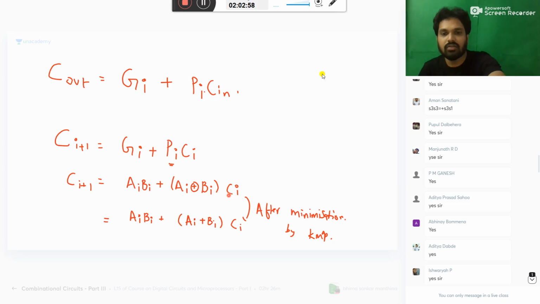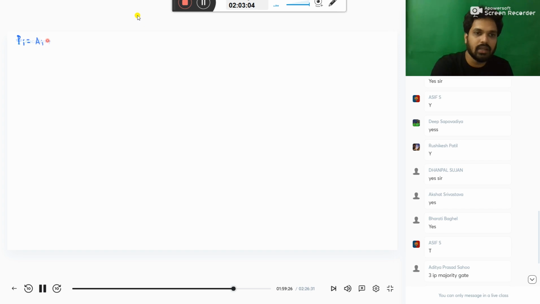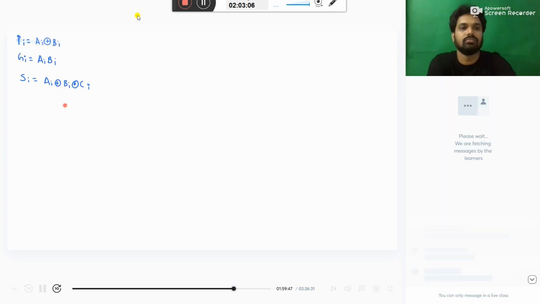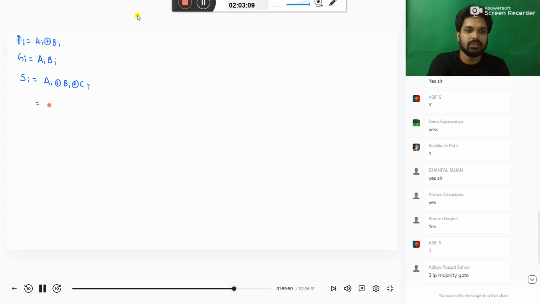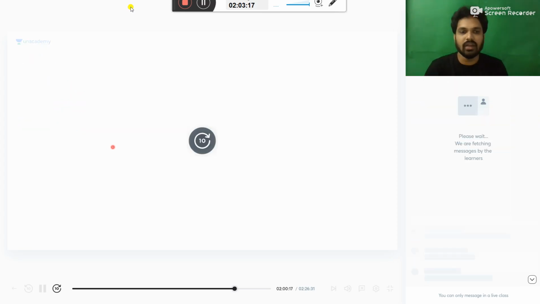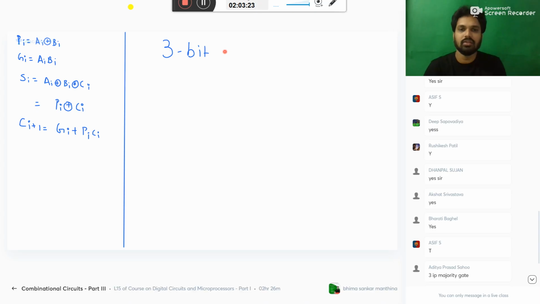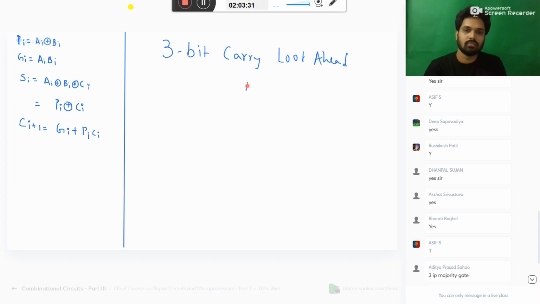So let's move further. What is Pi? Pi is equal to Ai XOR Bi. Your sum is nothing but Pi XOR Ci, because A XOR B is Pi, and Pi XOR Ci will give you the sum. Let me make a 3-bit carry look-ahead generator, because the design is the same. Once you get it for 3 bits, I will extend it to 4 bits.